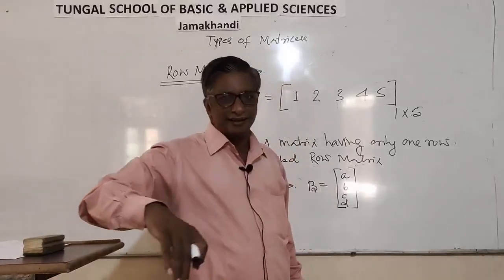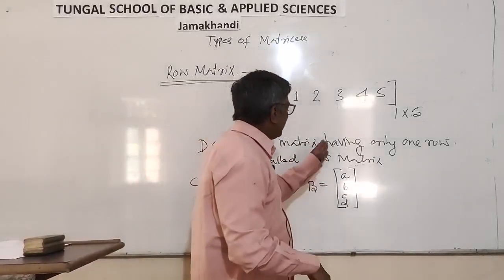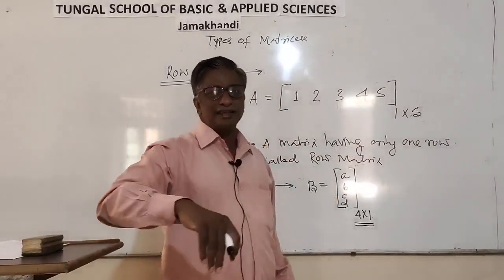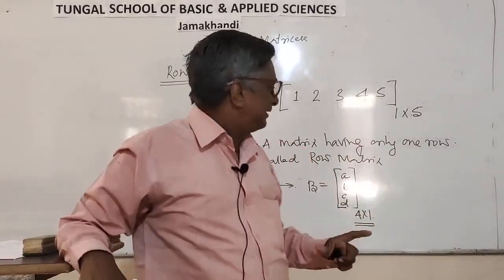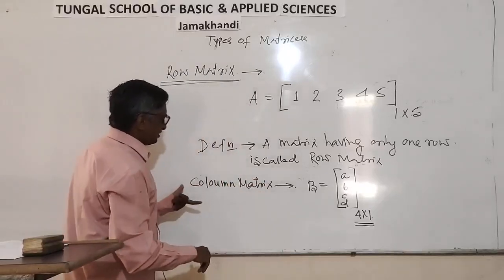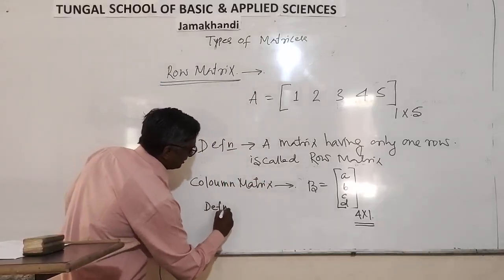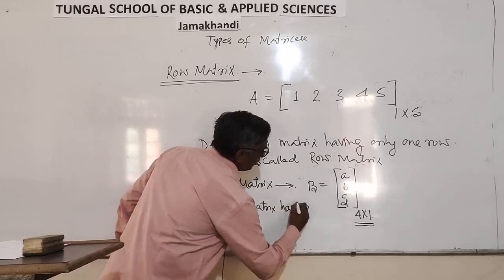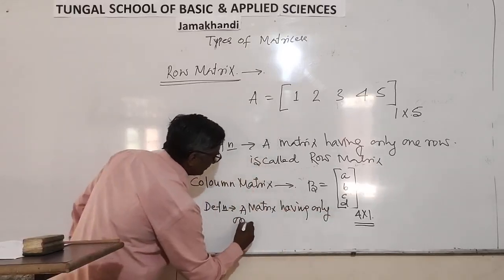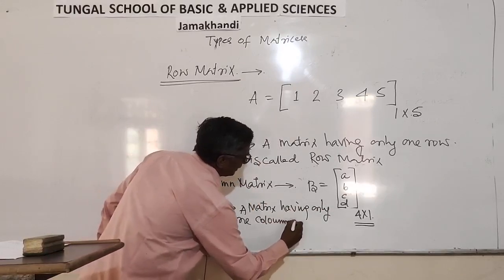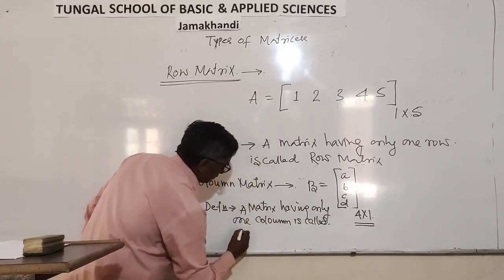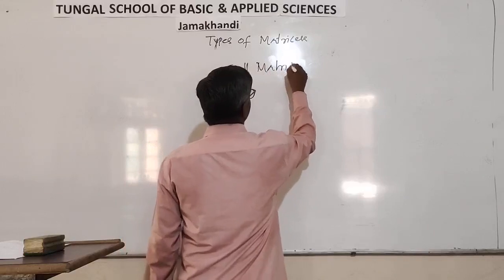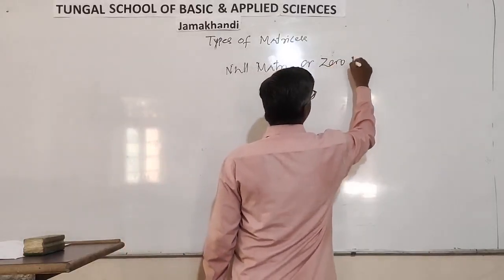How many rows are there here? There are 4 rows. How many columns are there? Only 1. Then this matrix we are calling a column matrix. Let us take the definition. A matrix having only one column is called a column matrix. Next, null matrix or zero matrix.